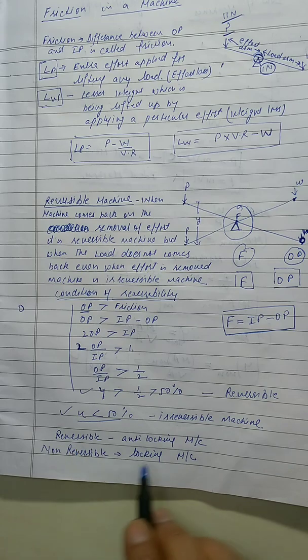And the reversible machine is also known as the anti-locking machine, and the non-reversible machine is known as the locking machine.